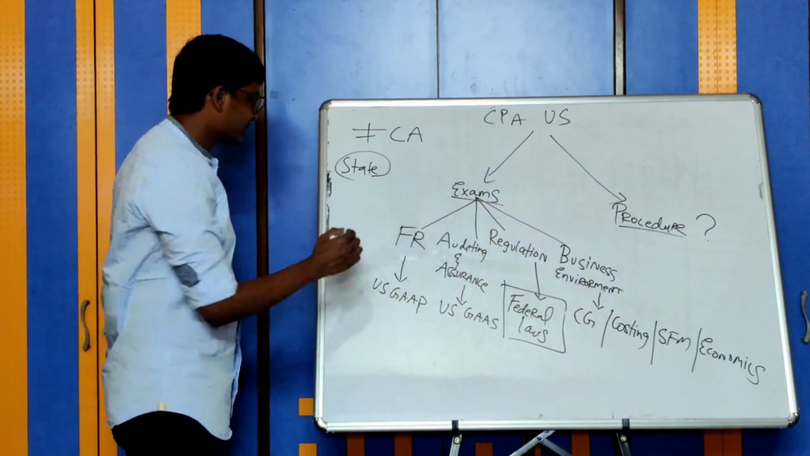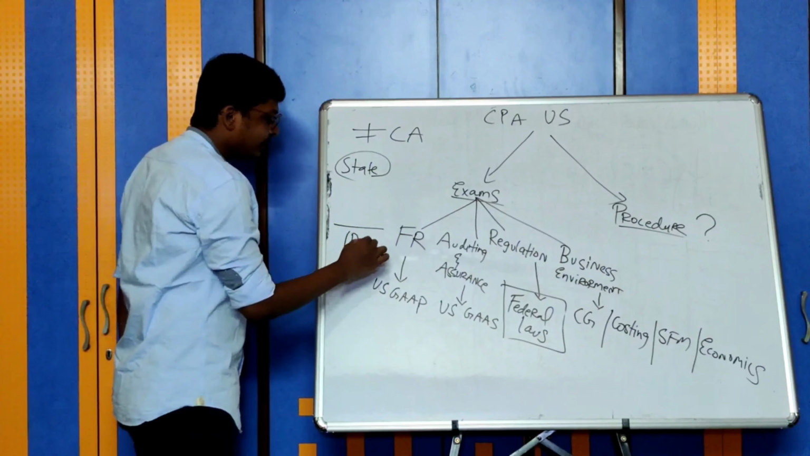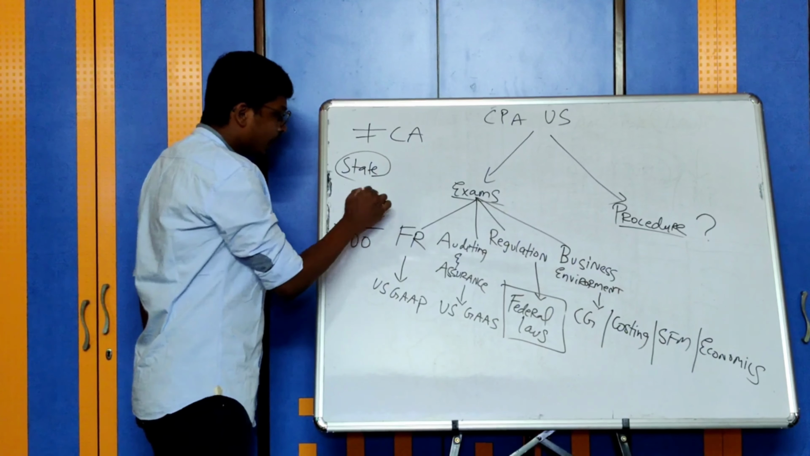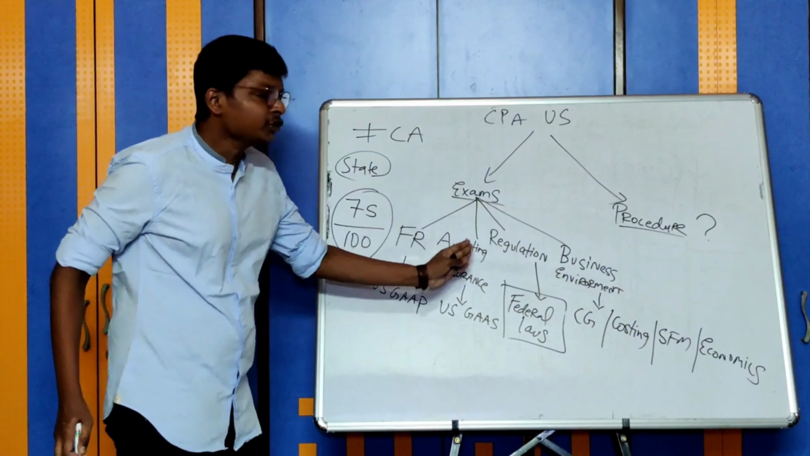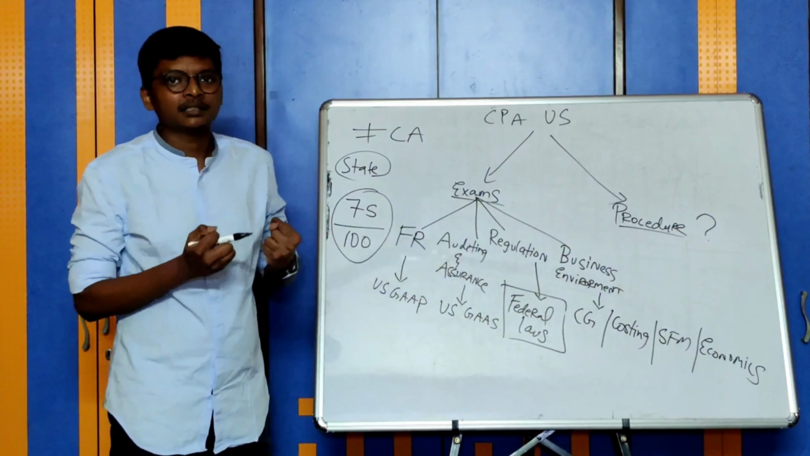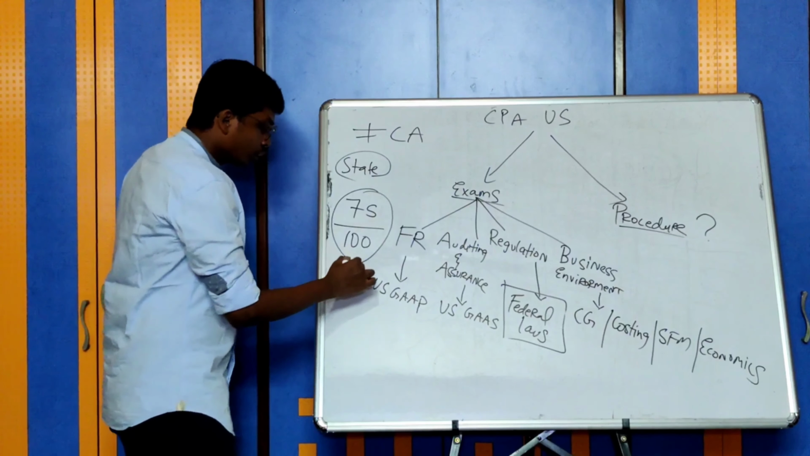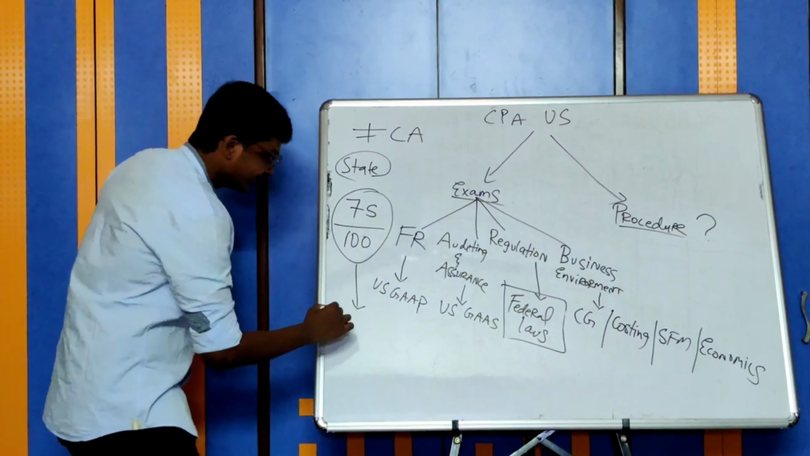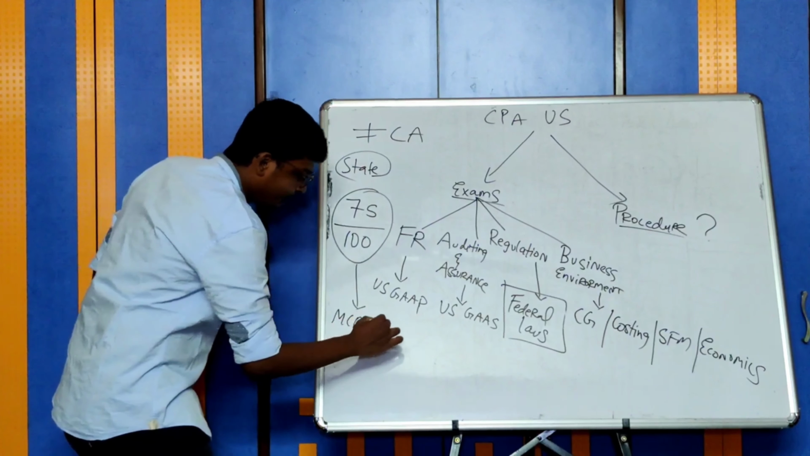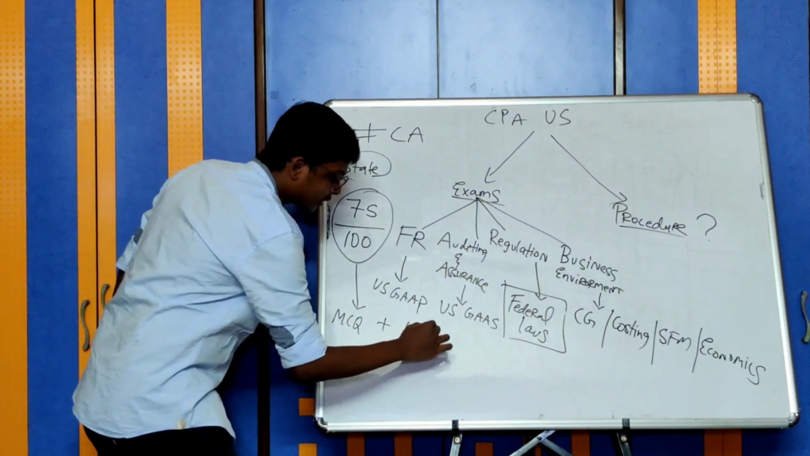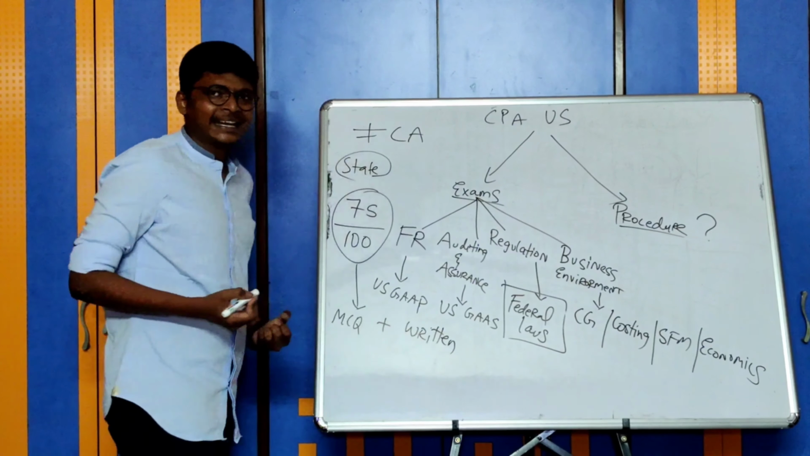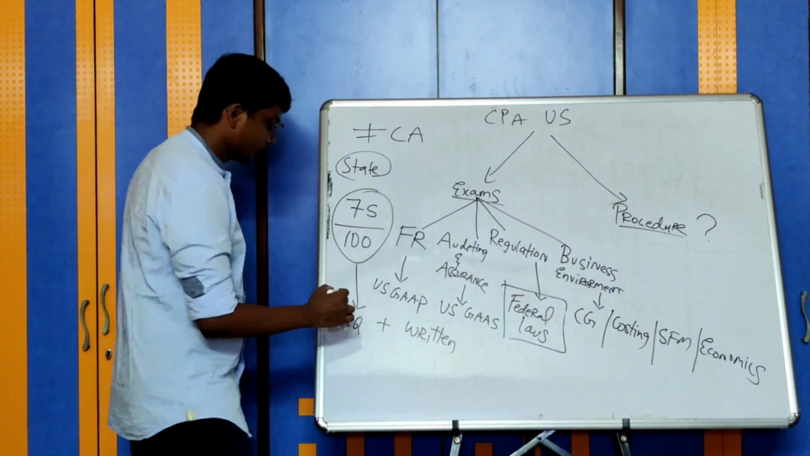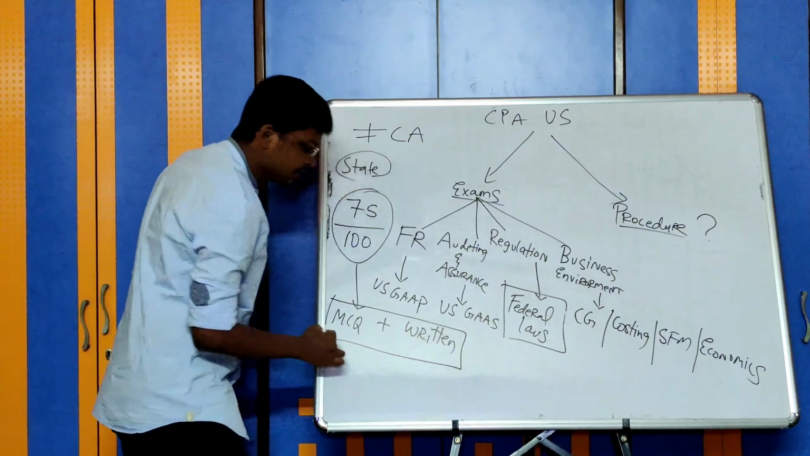All the four papers are for 100 marks. And you need to get 75 out of 100 in each of these papers to pass the exam. Your exam will contain, for the total 100 marks, a combination of MCQ and written. Written means you will not write on paper, you will type on the keyboard. Combination of MCQ and written.